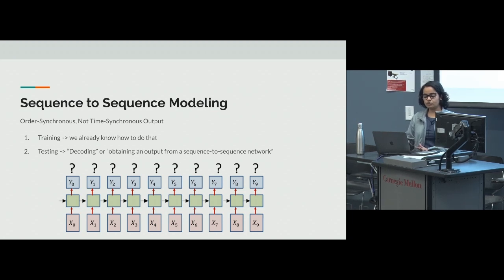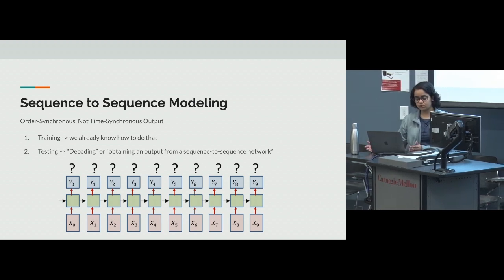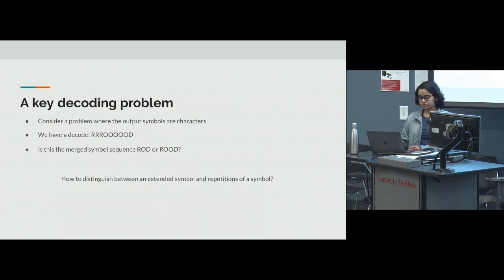And we've seen a general case of when we have order synchronous but not time synchronous outputs. And we've already seen how to train the networks in such a situation. And today we'll talk about what you do during test time. So what's the meaning of decoding? The process of obtaining the outputs from a sequence to sequence network is referred to as decoding. And there are certain problems associated with it.